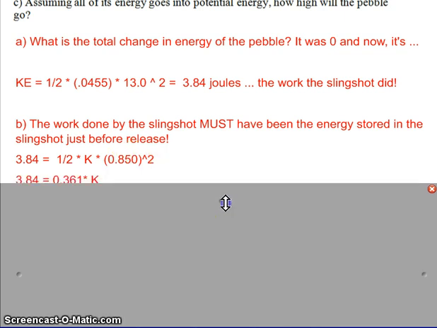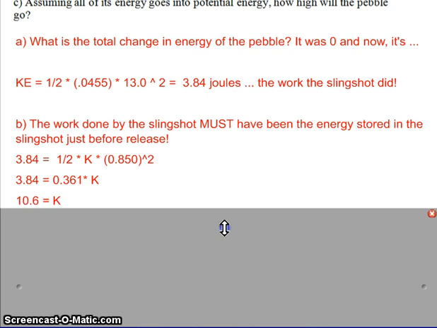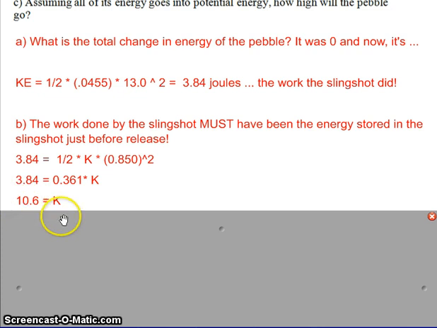If you work your numbers out, you're going to find that the spring constant is 10.6. A spring constant of 100 would be a much stronger and much more difficult spring to compress or to expand. A spring constant of 1 would be much easier to expand and would store a lot less energy. So this is just a modest number here, our spring constant of 10.6.